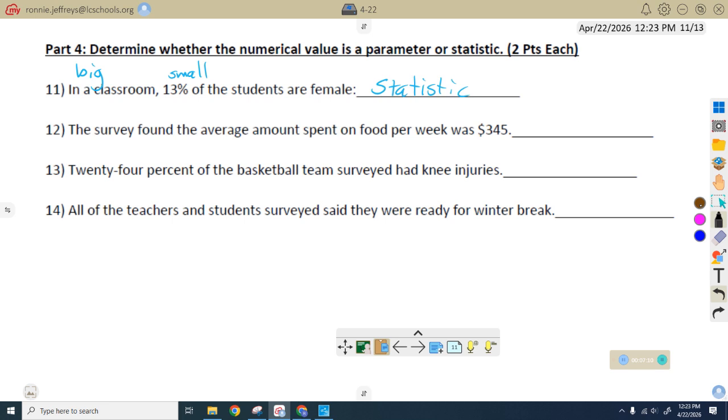Okay. Survey found the average amount spent on food. All right. There's only one number, and there's not a number smaller than this one. This is your big number. This is the parameter.